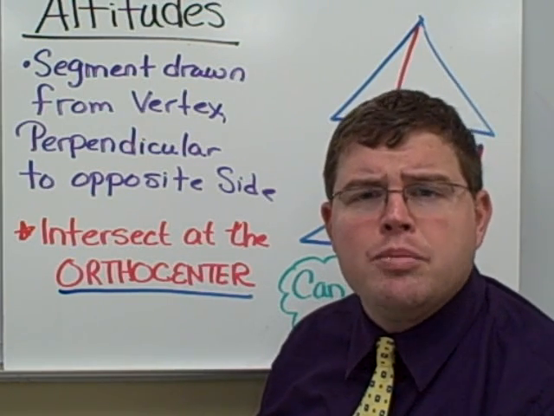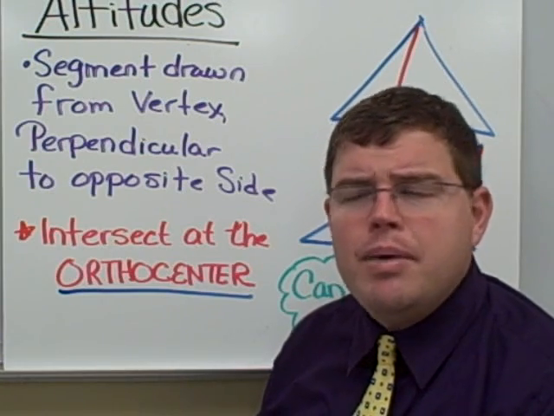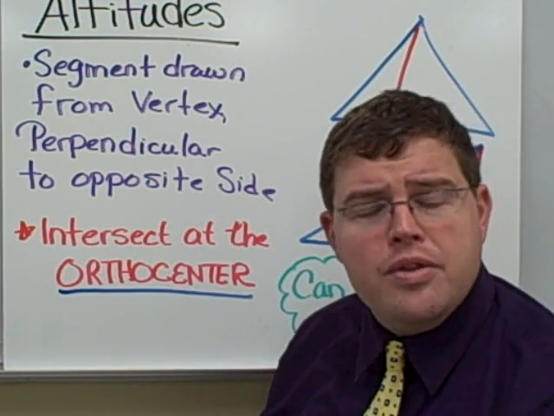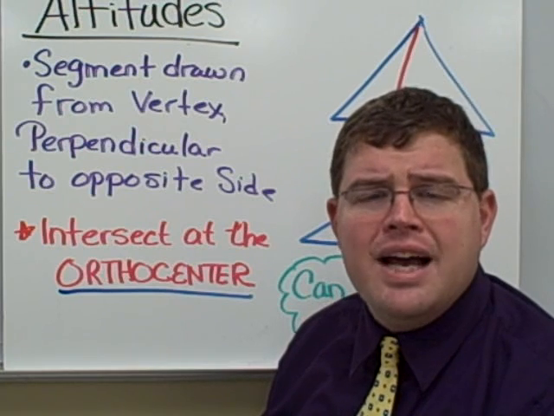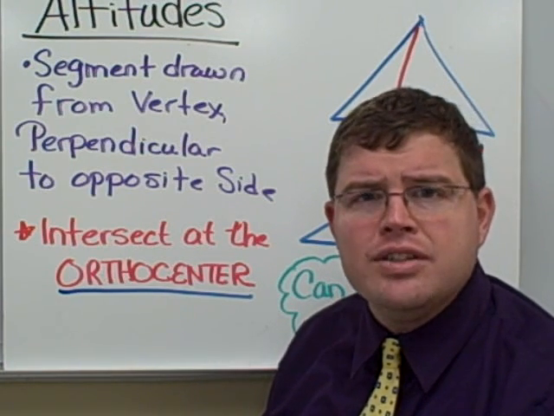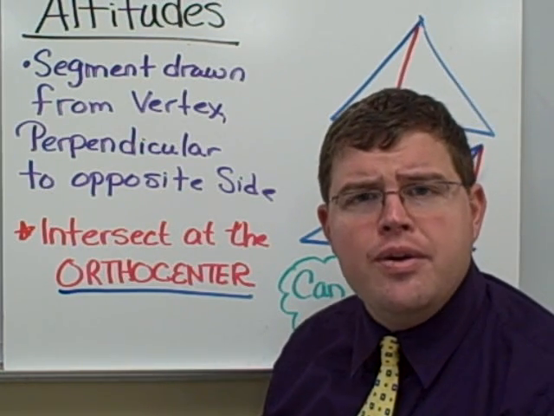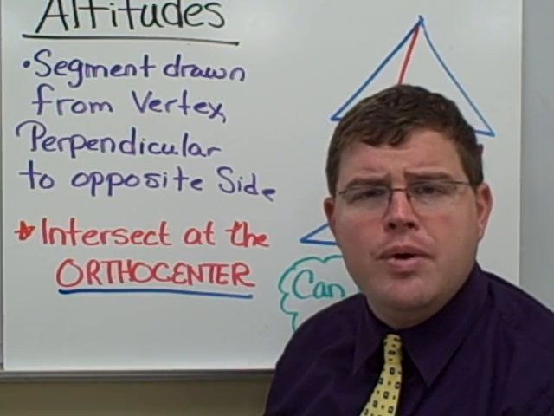There are no real special properties to talk about this one, but it's worth noting that it can be inside or outside, and it's formed by the altitudes. This concludes our review of triangle properties and points of concurrency.